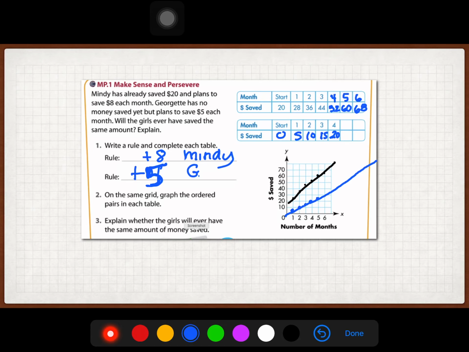Will they ever cross? They will not. Because Mindy is saving more money every month and Georgette started with less money. So she's never going to catch up unless she deposits more.